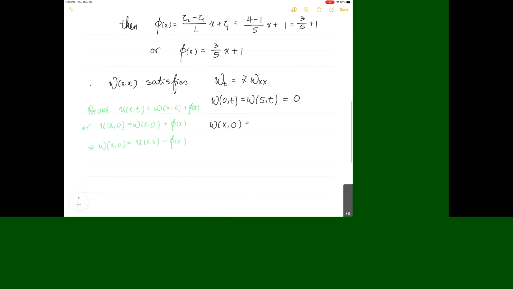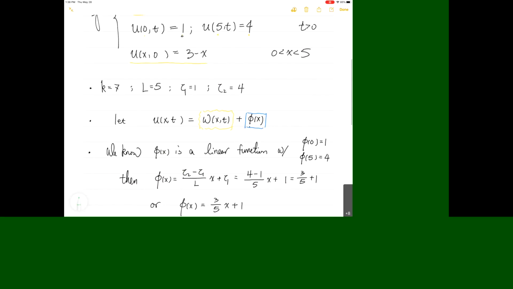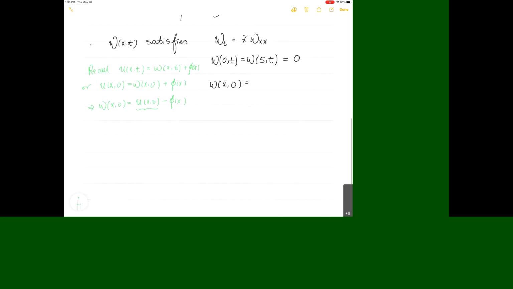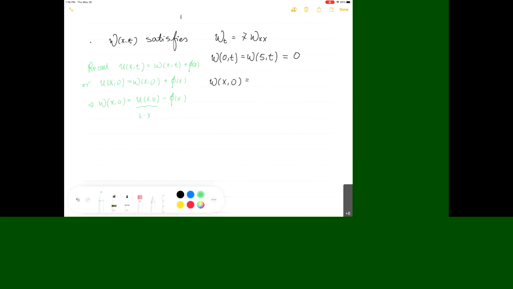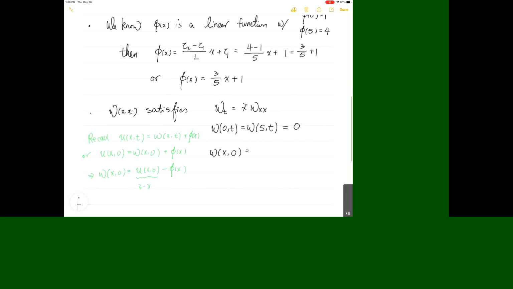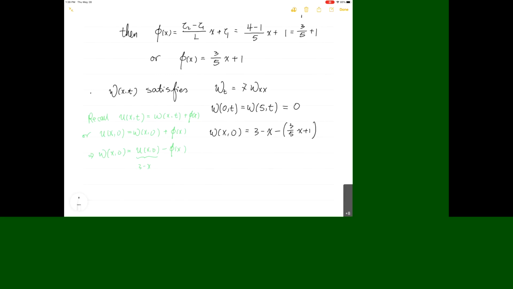All right. And we know u of x, 0, what is this initial condition? It's here, right? It's 3 minus x. So then we know the initial condition for w. It's 3 minus x minus phi of x, which is 3 over 5 of x plus 1. So let's do a simple computation. We got 2 minus 8 over 3 x. So this is the initial condition for w.